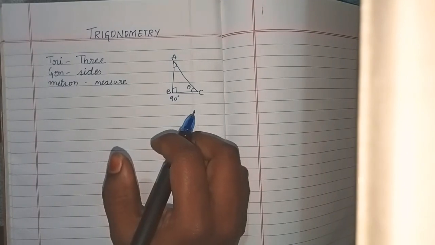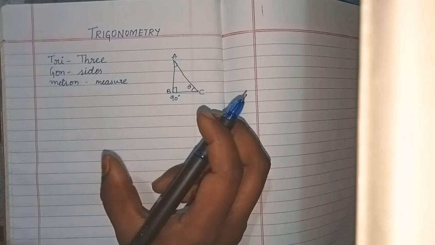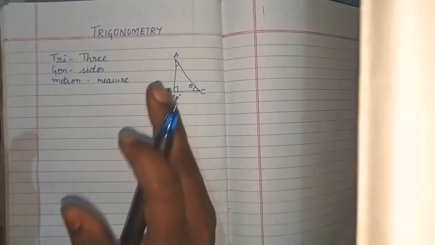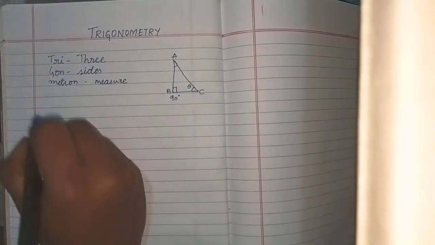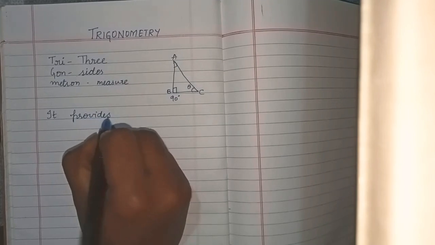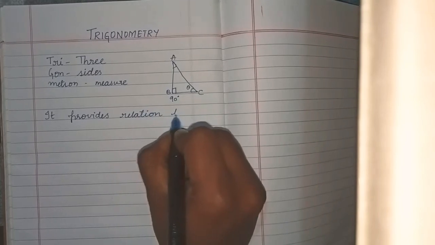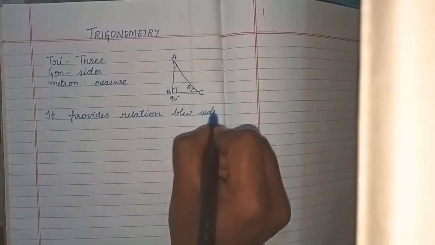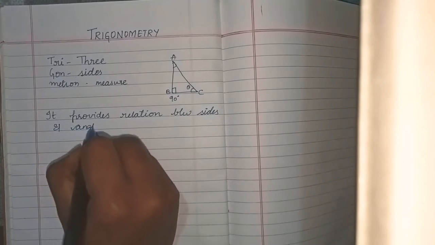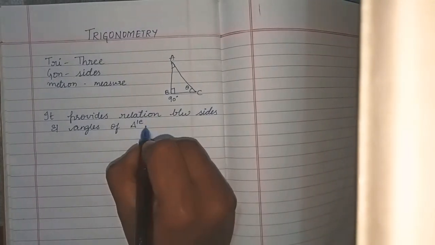Okay. So what is this trigonometry? Trigonometry is a branch of mathematics which provides a relation between sides and angles of a triangle.